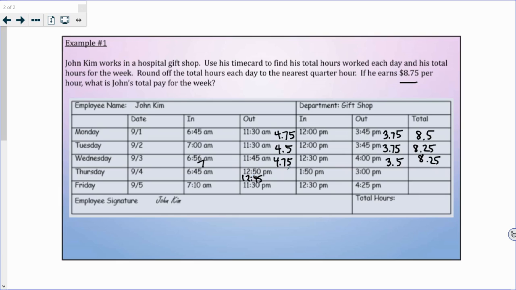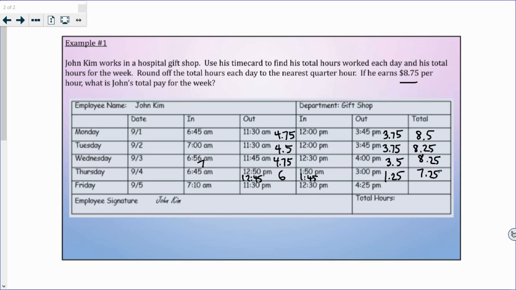So 6:45 to 12:45, that would be 6 hours. 1:50, well, that's not a quarter hour, so that's closest to 1:45. So let's see, 1:45 to 2:45 would be an hour. I need another 15 minutes, so that's another 0.25. So now 6 and 1.25 is 7.25.